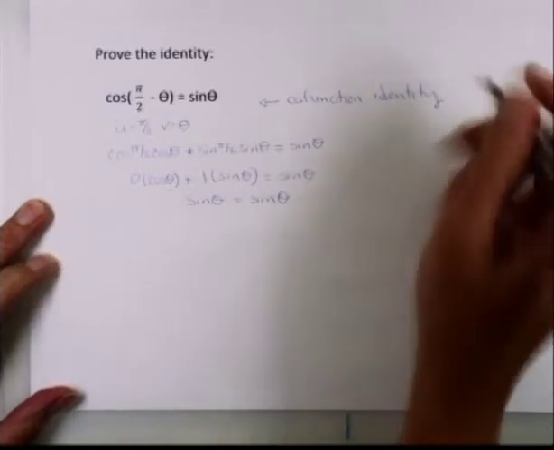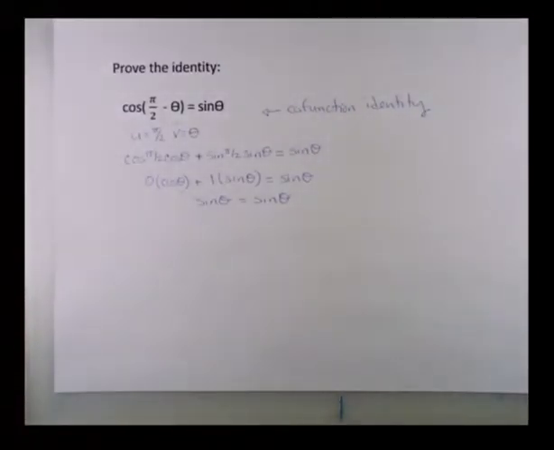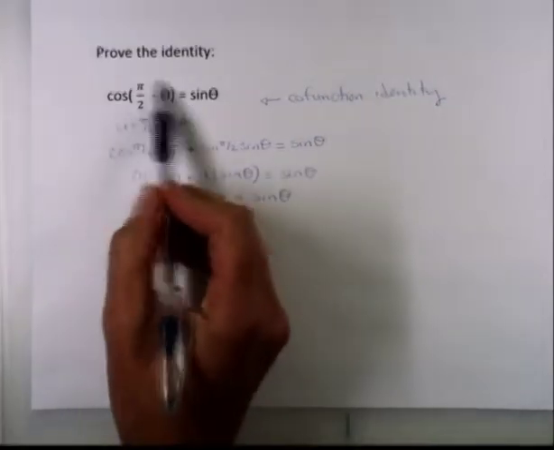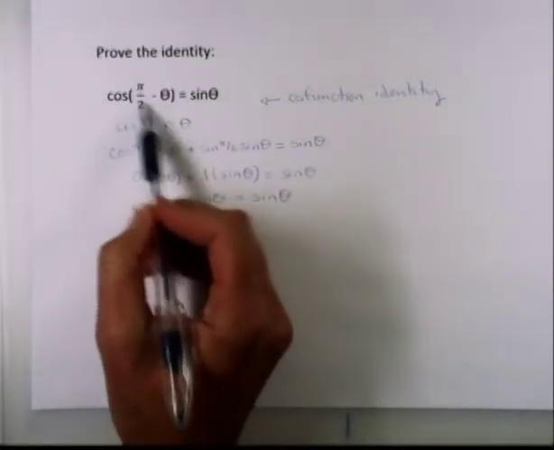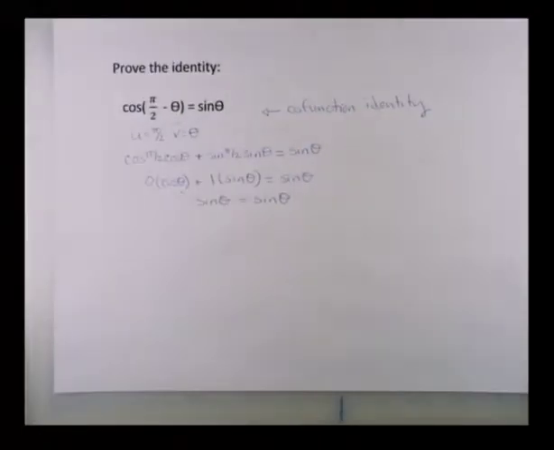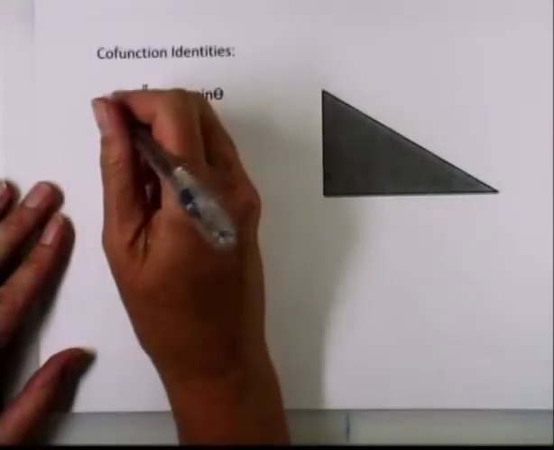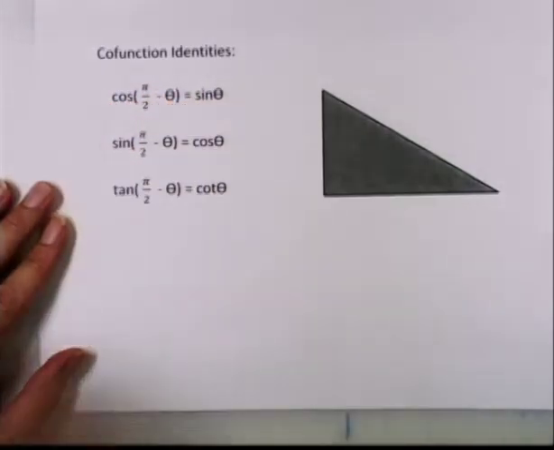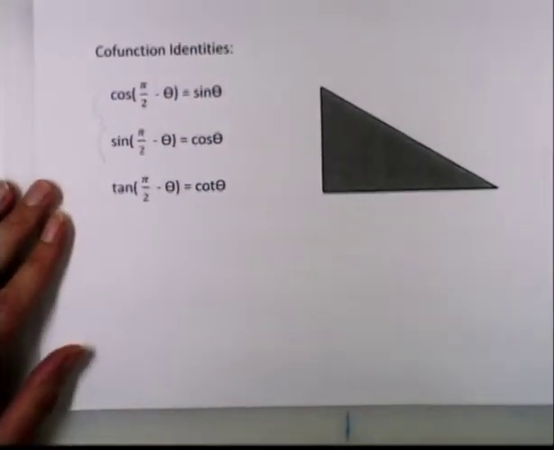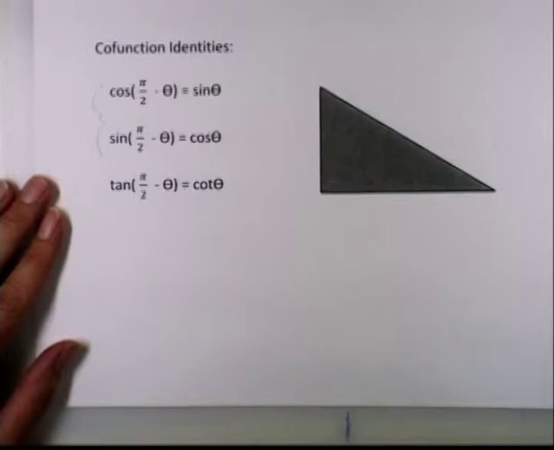But this is a cofunction identity. They're often referred to as a reduction formula because it takes the cosine of this shifted angle and just writes it as the sine of one angle, so it's a little bit simpler. So these are the cofunction identities, and we're really just going to be working with these first two. But I wanted to mention the tangent just because the property holds.